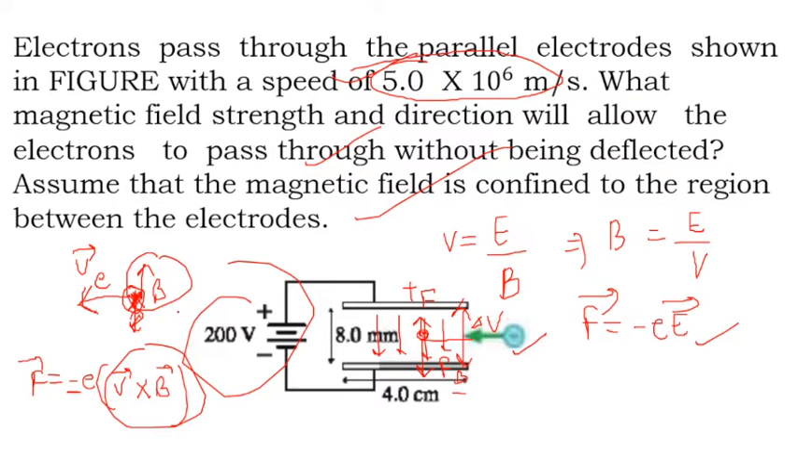So definitely we want our force to be downward. If we take the magnetic field inside, then we get our force upward. So to cancel out the force due to the electric field, we want our force due to the magnetic field downward. So from here you can justify that the direction of the magnetic field will be out of page.